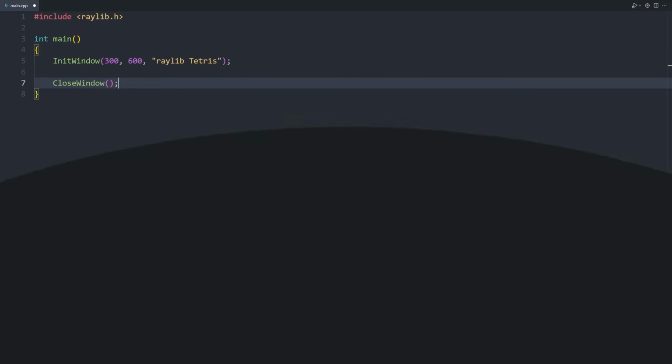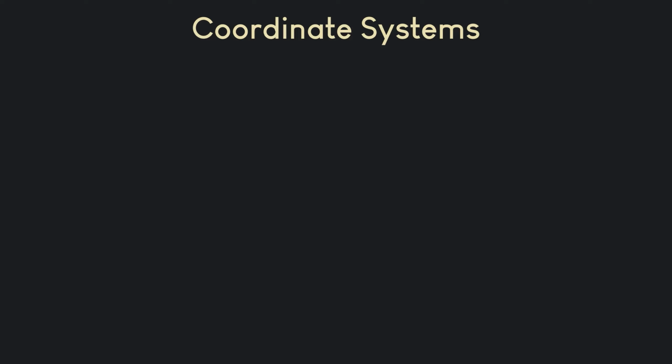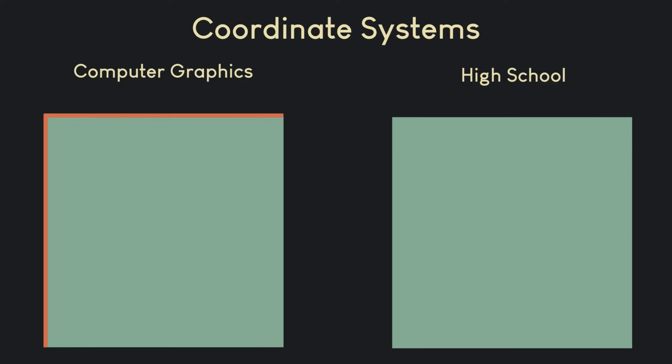We just created a game window, and to draw in it, we use a coordinate system similar to the one taught in high school. Each point on this window has its unique x and y values. The coordinate system used in computer graphics differs from the standard Cartesian coordinate system taught in high school. In computer graphics, the origin of the display is located at the top left corner, with 0, 0 being at the top left.